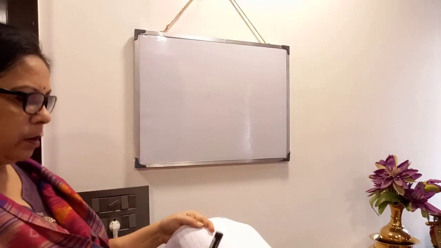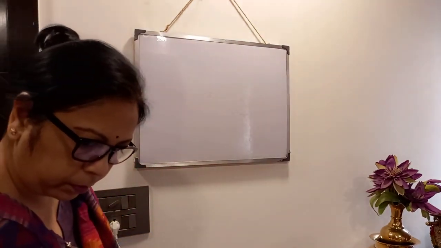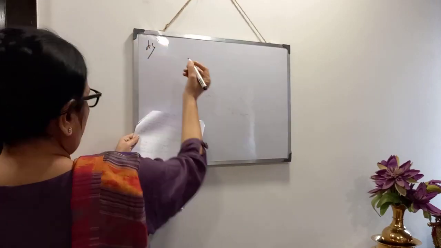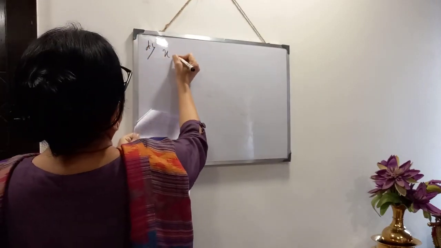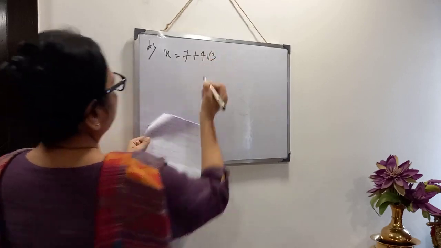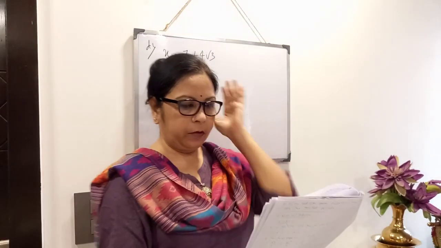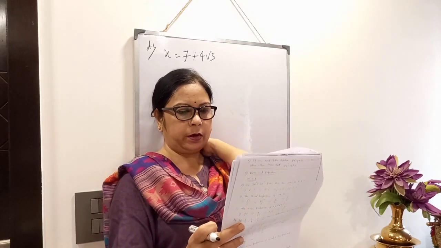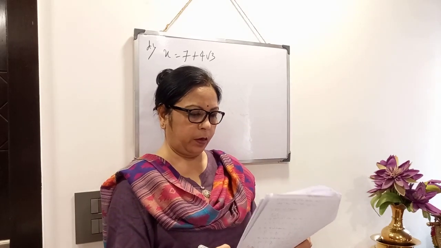Hello students, now continuation of previous video, third chapter. Number D. X is given 7 plus 4 root over 3. Then find the value of x cube by x to the power 6 plus 3x cube plus 1.